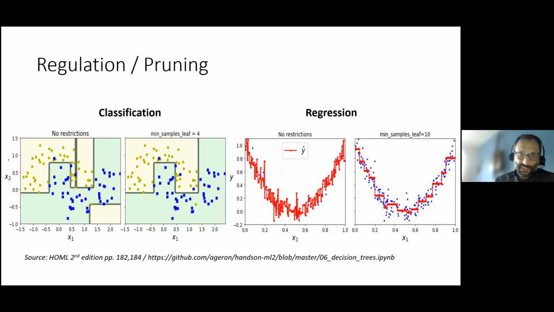And you get all this crazy stuff going on in here. Not very clear partitions. And then if you just say, okay, keep the number of samples in a leaf to 4. Have a minimum of 4. I don't want you to get down to a leaf that has just one data point in it.